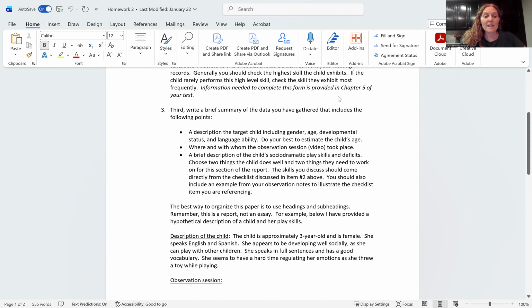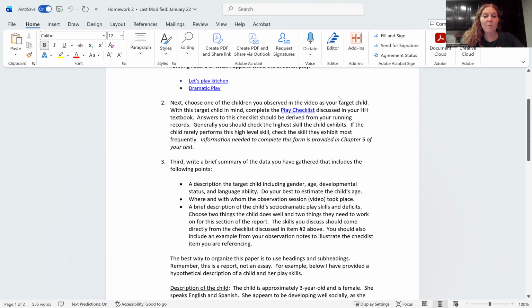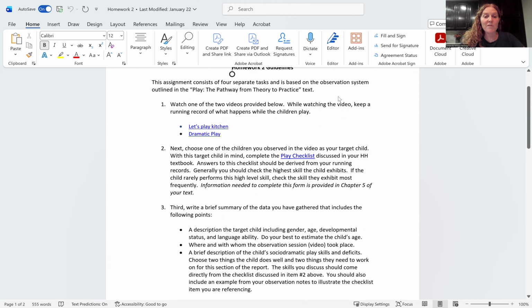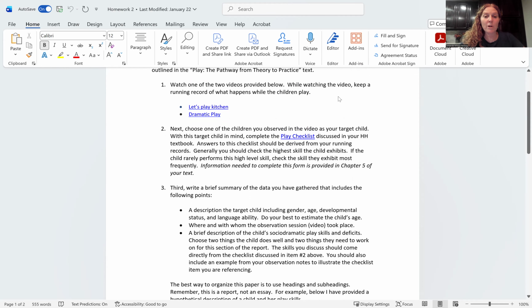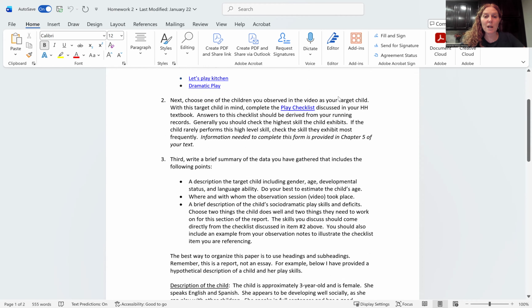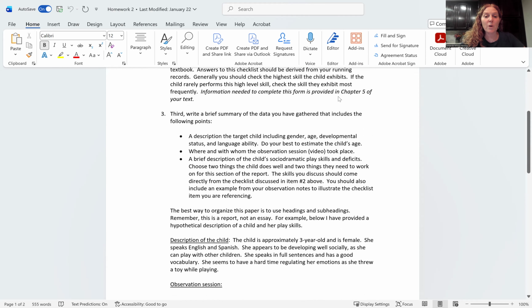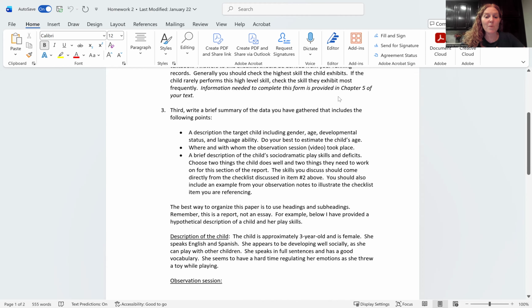The next thing you're going to do, so it's 4 steps. You're going to watch one of the videos while taking a running record. You are going to be turning the running record in. Then you're going to complete the play checklist using your running record. You're going to turn that in. Then you're going to write a brief summary. This should only be about a page, and you can use headings and bullet points. It doesn't have to be like a paper with paragraphs.